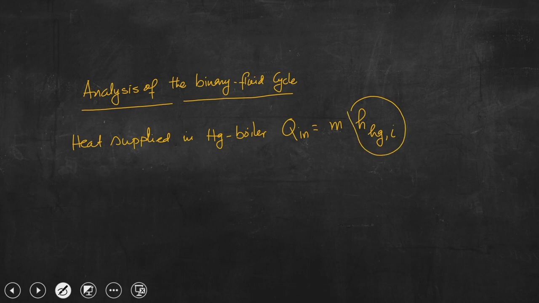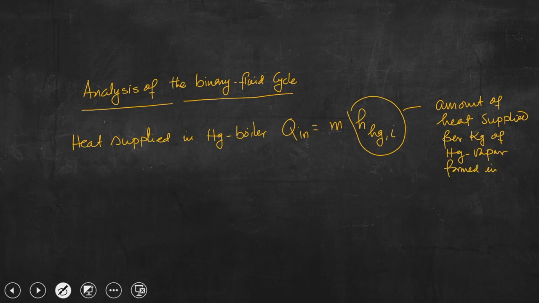This quantity is basically the amount of heat, this enthalpy supplied per kg of HG vapor formed in the boiler. So, if we assume that m kg of mercury vapor is produced in the boiler, then this is the total amount of heat, Q in. And then what is the work done?